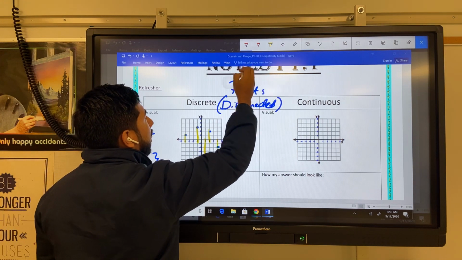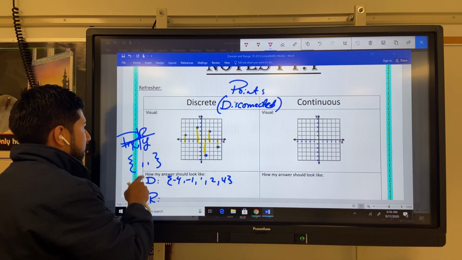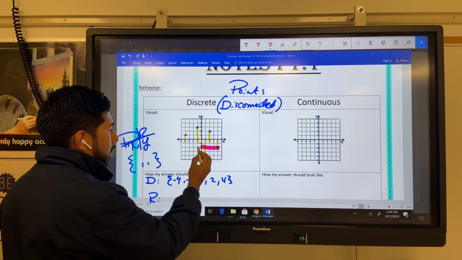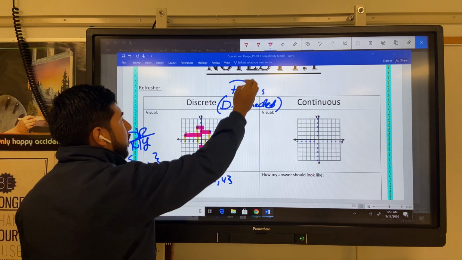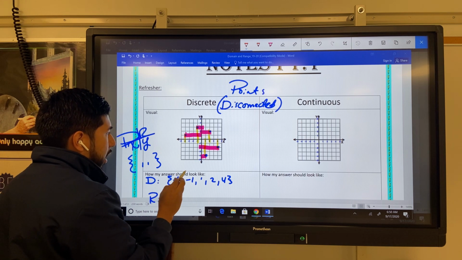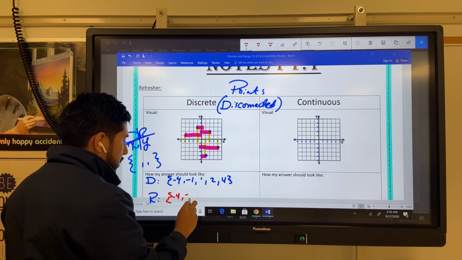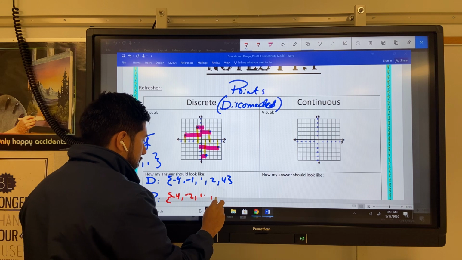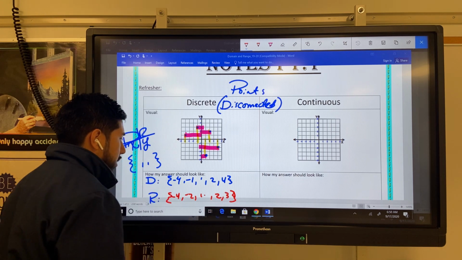Change the color real quick. Okay, doing the y-axis because it's the range, going bottom to top. Bottom, -4, -2, 1, 2, 3. It's already there. Brackets. We have -4, -2, 1, 2, 3. Oops. Something like that.